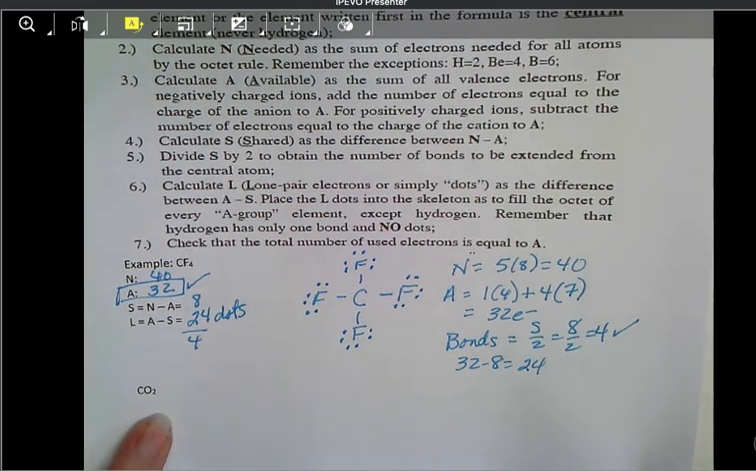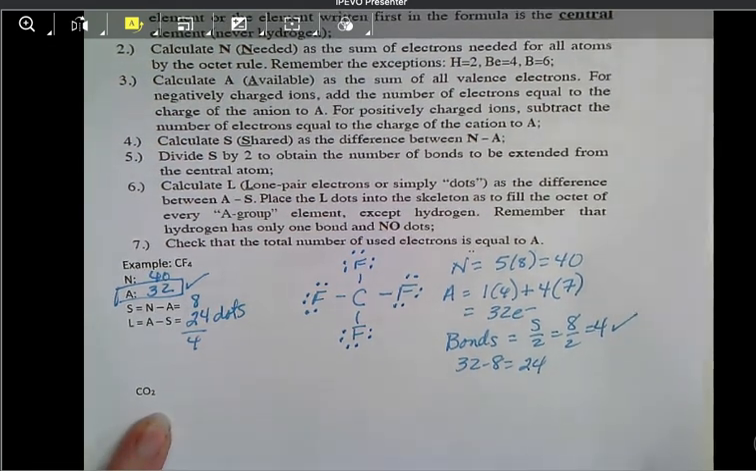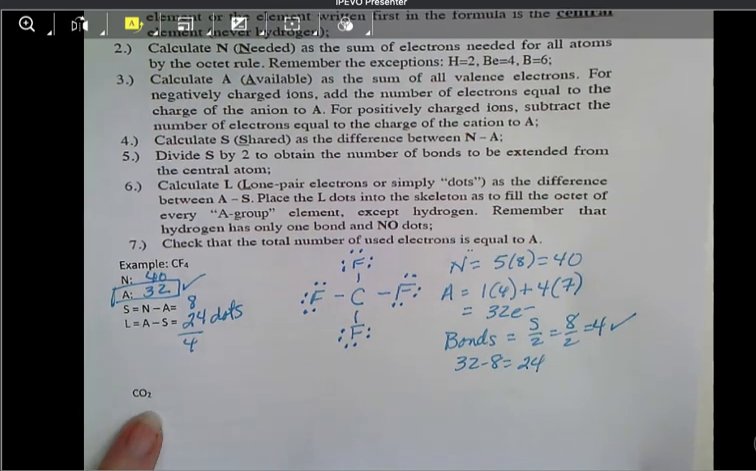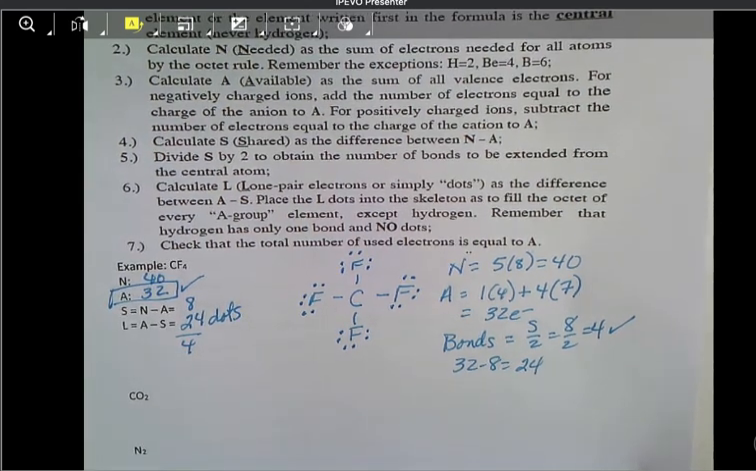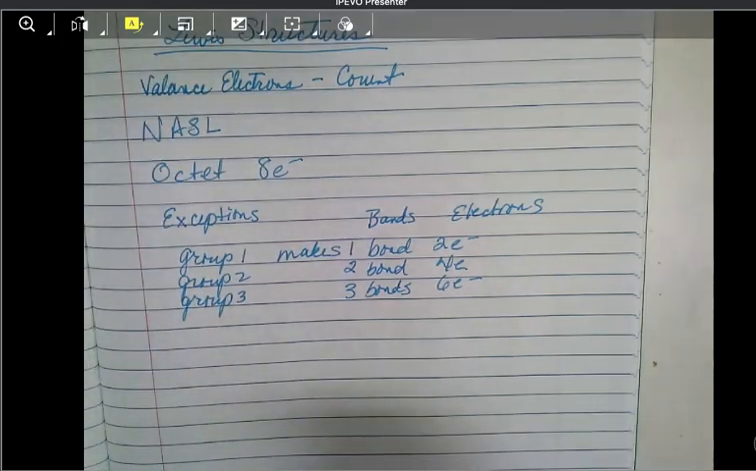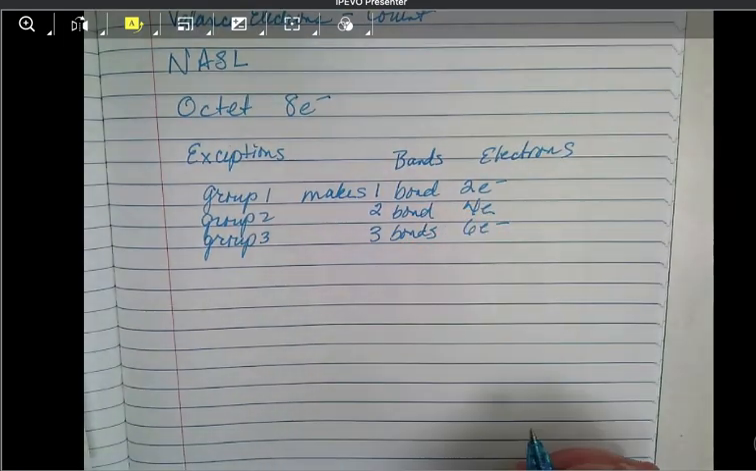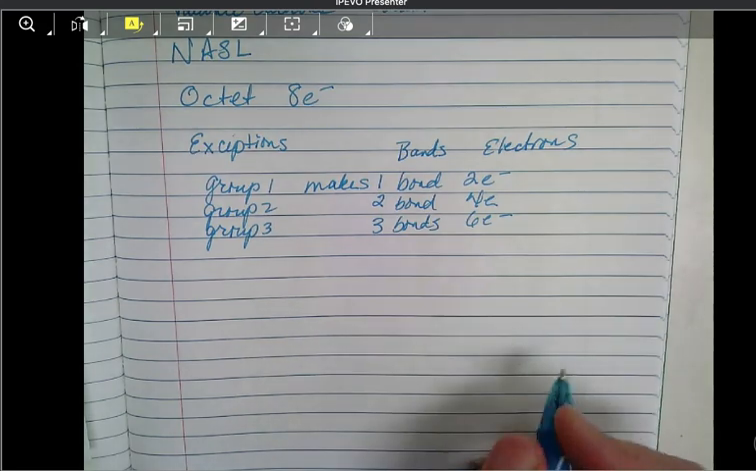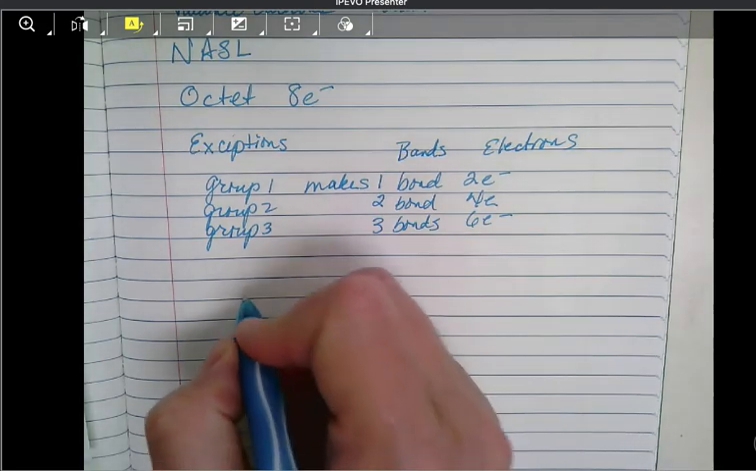Let's do another example. Let's do CO2. So I'm going to move this off to the side. You might want to have it pulled up so that you can look at it as well. I would maybe eventually print it out and have it in my composition notebook. So let's do CO2.